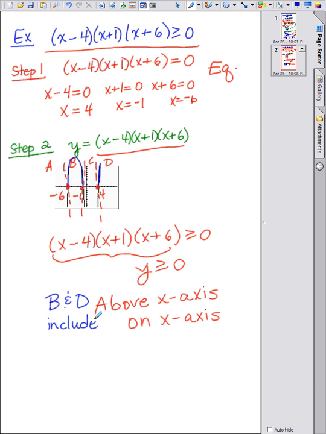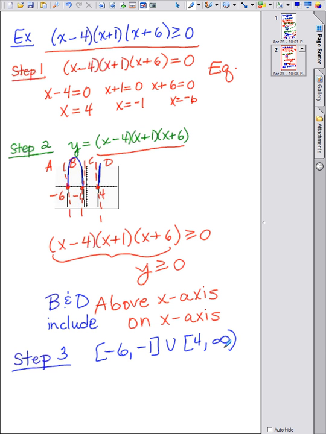So our solution, that is the interval of these regions. Region B is between negative 6 and negative 1, but since we can include those endpoints, we use brackets: [negative 6, negative 1]. And union region D, which is to the right of 4, so that's a bracket, 4 to infinity.